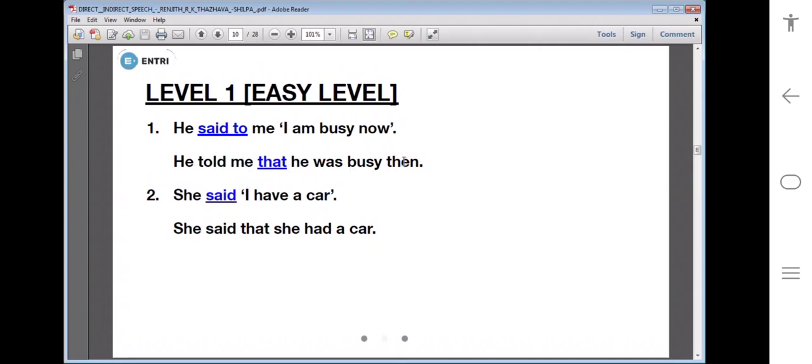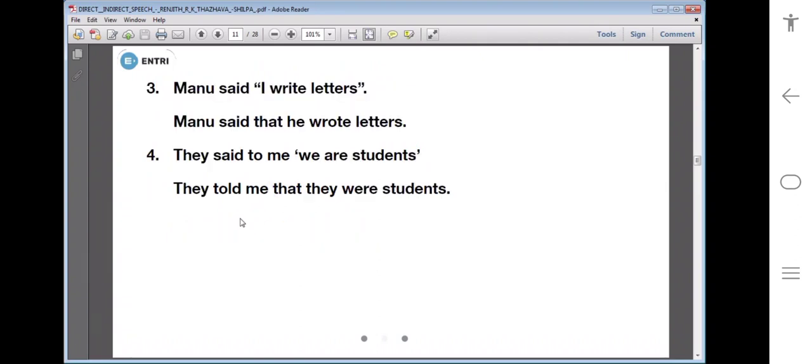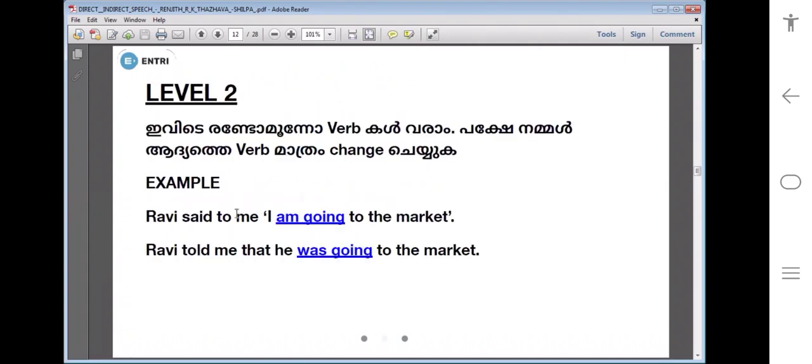Okay. Again, another example you can see here. She said, I have a car. She said that she had a car. You can see the change of tense. Have becomes had. Okay, is that clear? Now let's go to level 2.